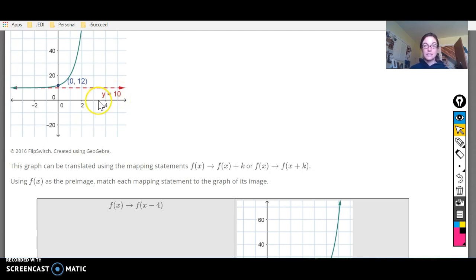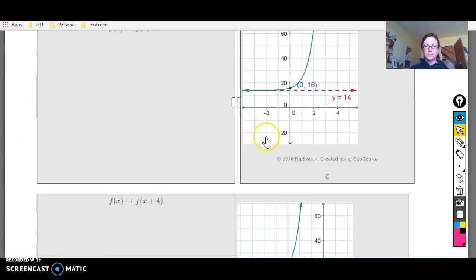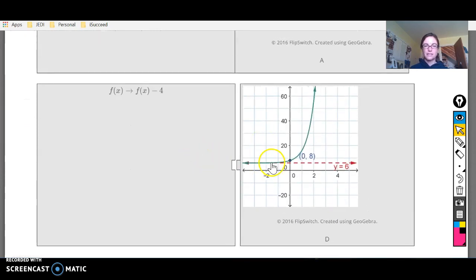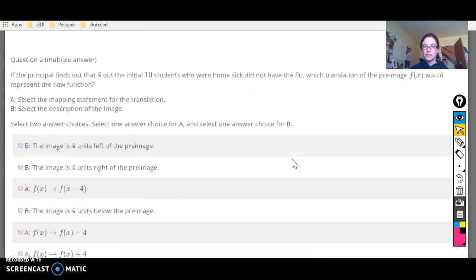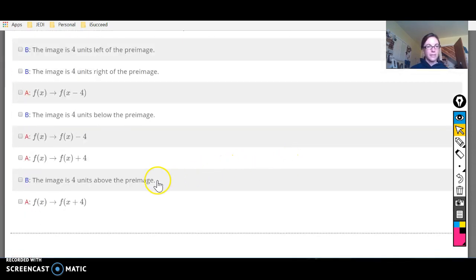So now if only 6 of those had the flu, we could move this down here to this graph right here. So f of x minus 4. And our initial value there would be 8 instead of 12. Okay, so it's going to be that f of x minus 4. It's important that you have the minus and that it's not inside the parentheses. And then the image is 4 units below the pre-image. Okay, so these two right here. All right, so we shifted down 4 units.